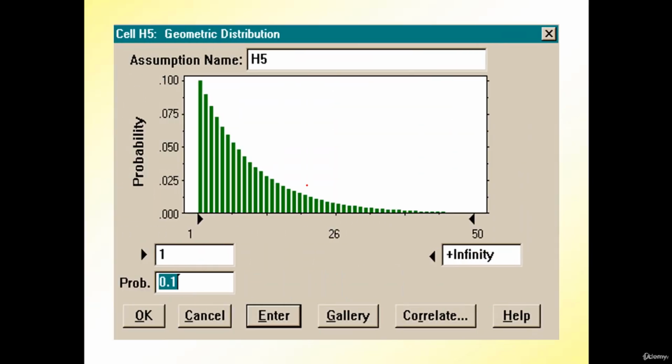The probability is the same from trial to trial. The opportunity will be the same, but it is discrete. Okay, here is the probability of occurrence, and this applies to the geometric distributions.